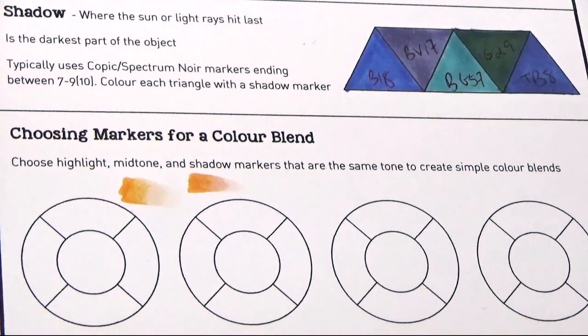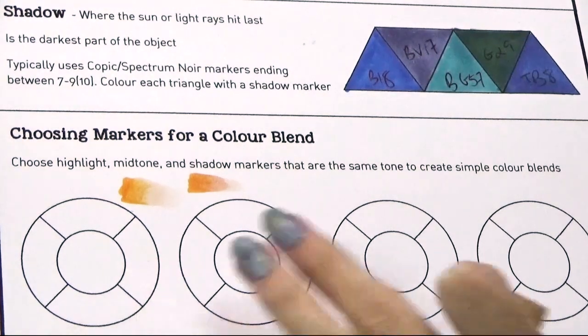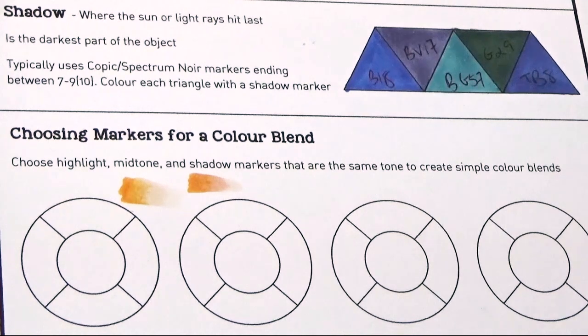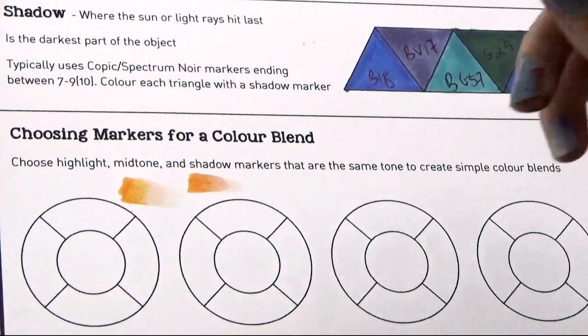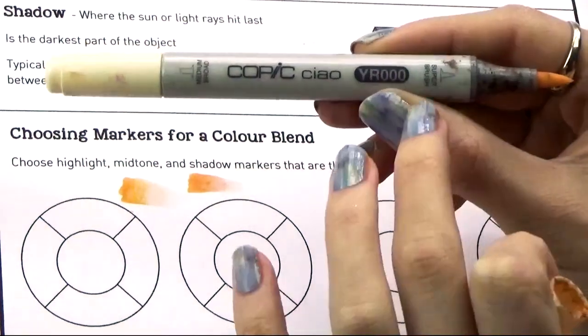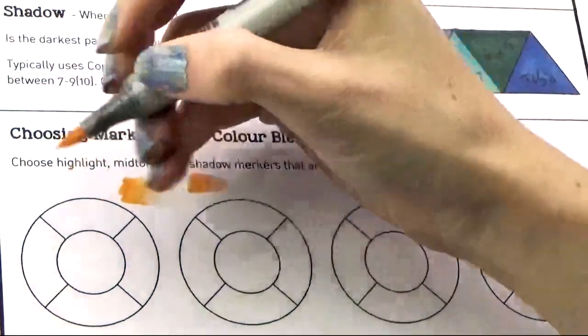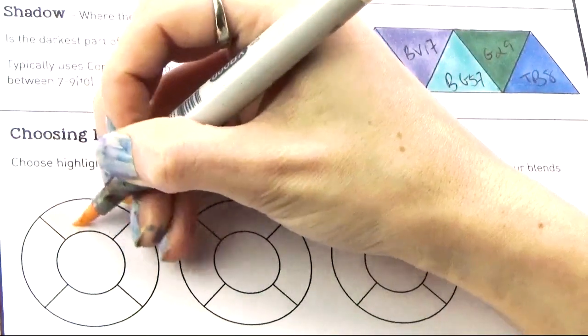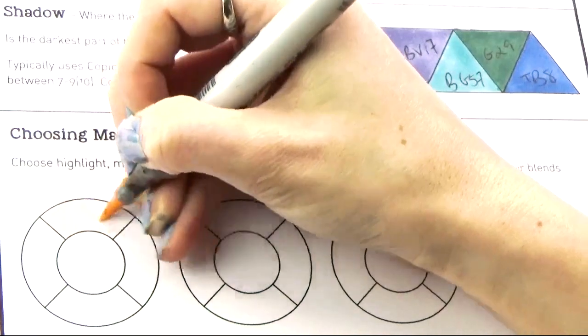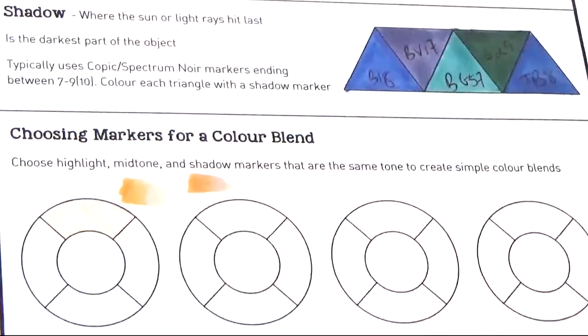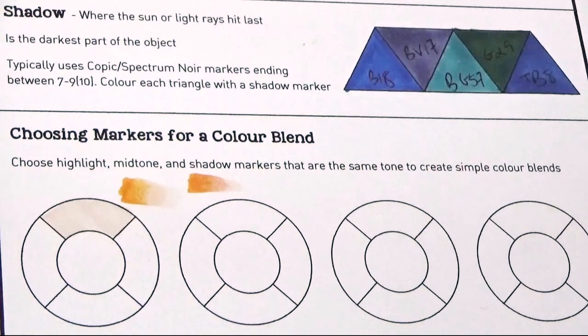So I've grabbed all those markers out like we did before, and this is how I want you to do this exercise. Start with a color family. So I've got my YRs. I've picked YR000 first. That's my highlight marker. You can start with your mid-tone if you like as well. And you can even write in the name of each color that you're using.